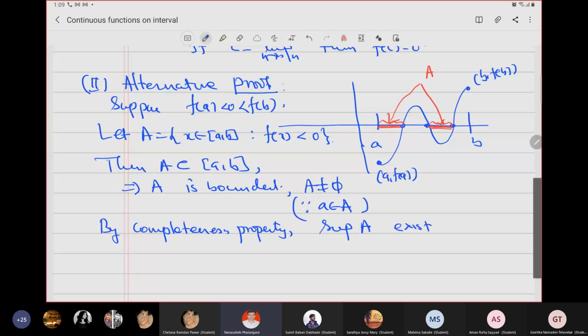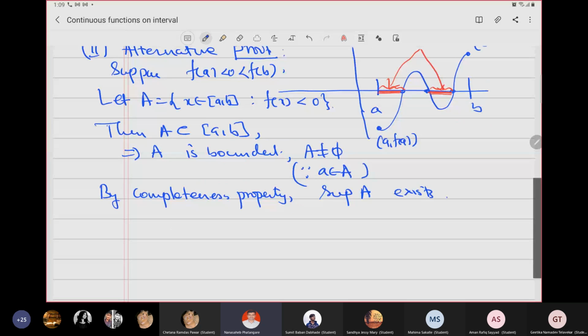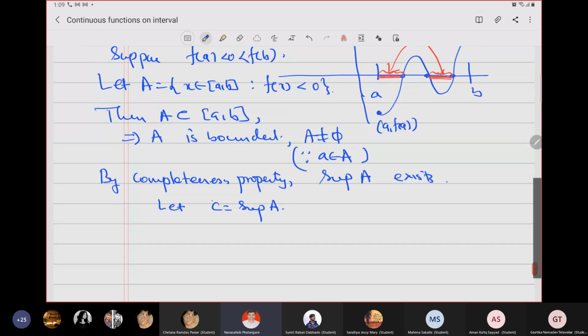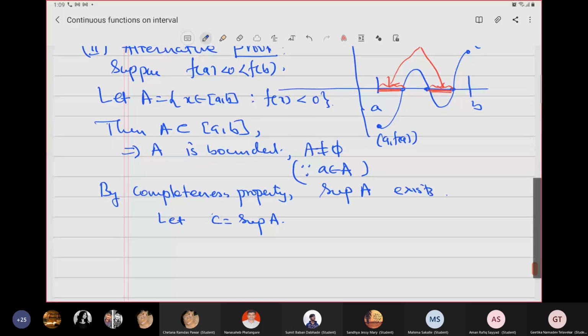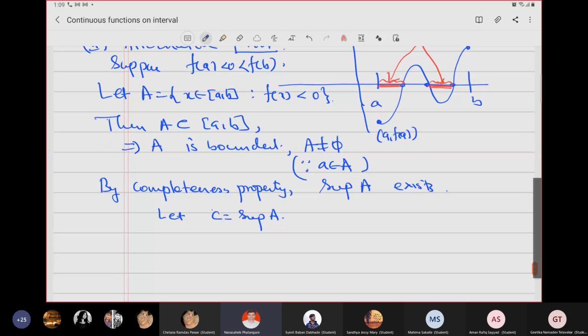Supremum of A exists, right? So let C be equal to the supremum of A. Suppose C is a supremum of A, then is C a member of the interval? Does C belong to I?